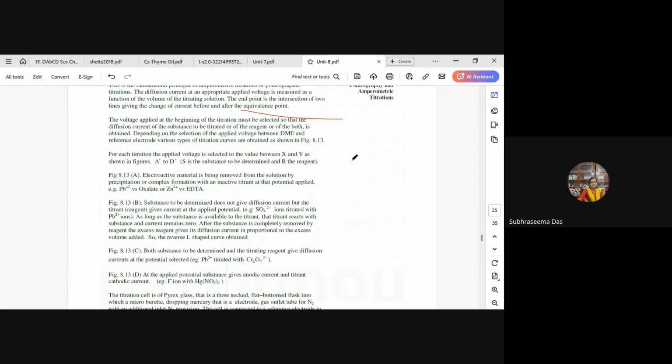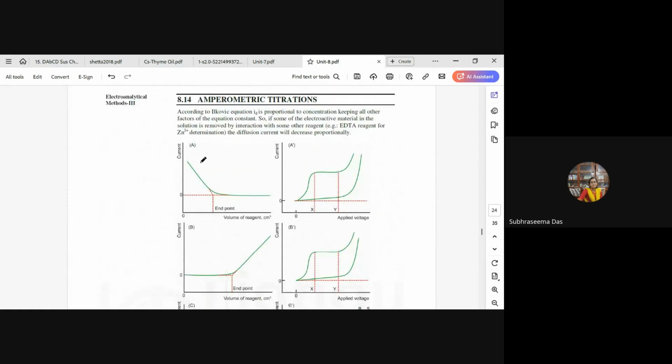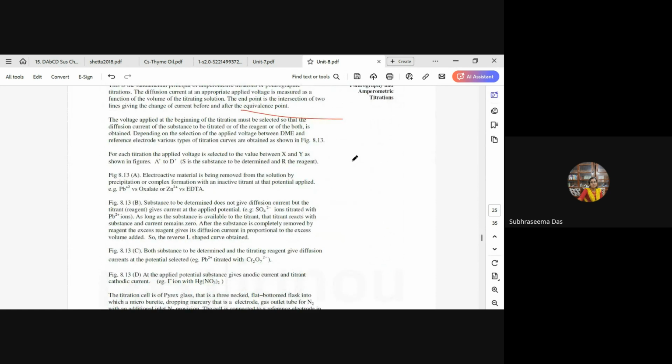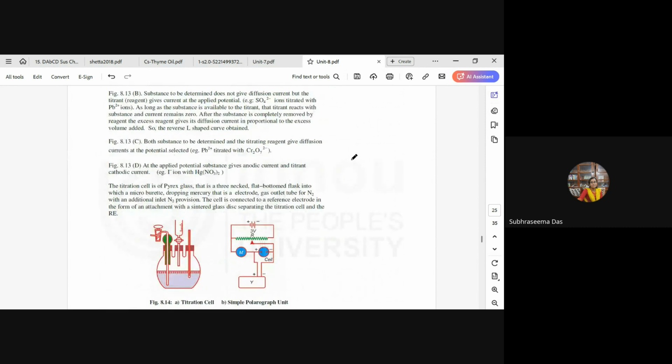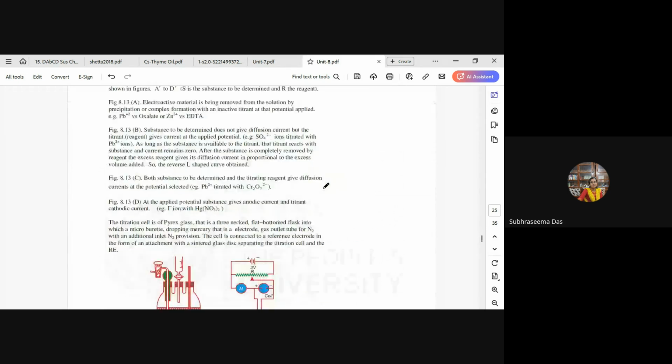Then in figure 8.13A, we see that the electroactive material is being removed from the solution by precipitation or complex formation with an inactive titrant. So here in figure 8.13A, we see how the volume of the reagent varies with the current when an electroactive material is removed from the solution by precipitation. In this way, the other plots have been discussed.